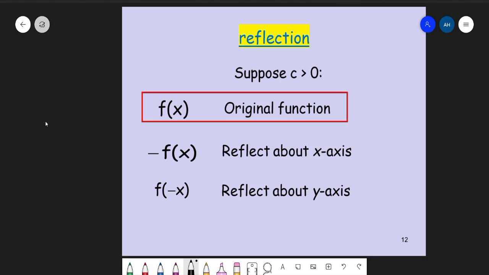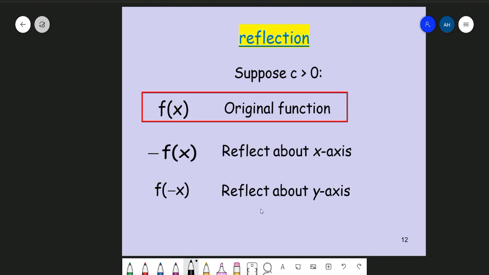So now we can leave translation, and we are going to discuss a new type of transformation. We call it reflection. And reflection has only two types: reflect about the x-axis and reflect about the y-axis. The first one is to reflect about the x-axis. If f is multiplied by -1, so we have negative f(x), that means the graph of f is reflected about the x-axis.